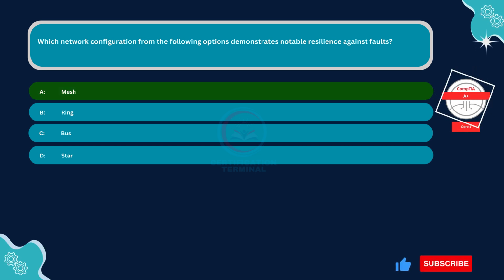Mesh network topology provides high fault tolerance due to its redundant connections. In a mesh network, every node is connected to every other node, creating multiple paths for data to travel. If one connection fails, data can still find alternate routes to reach its destination. This redundancy ensures that even if a node or connection fails, the network remains operational.